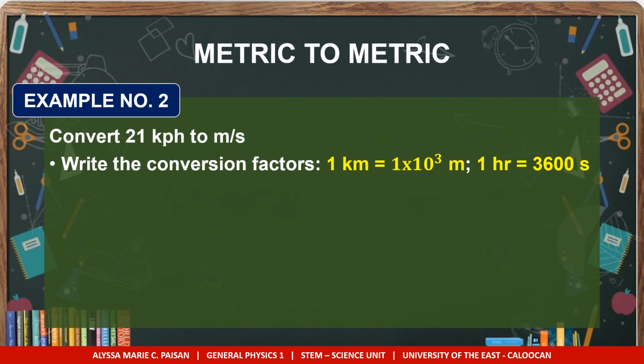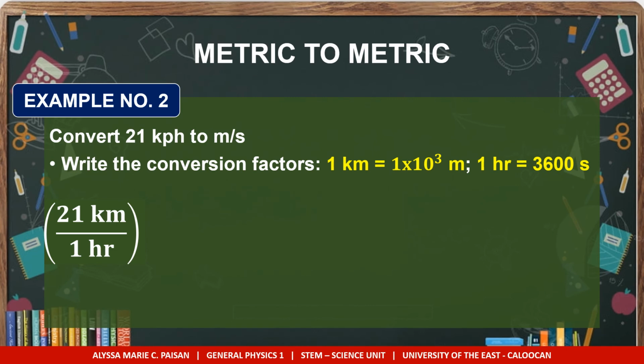Since time is already a factor in this conversion, we will have a conversion factor for time, that is 1 hour is equal to 3,600 seconds. Remember that the word per, P-E-R, or the slash you see in units indicates that we should write them in fraction form in our solution. Our given will now be written as 21 kilometers over 1 hour.